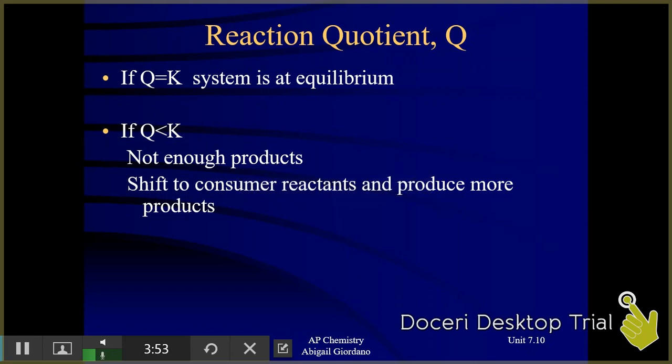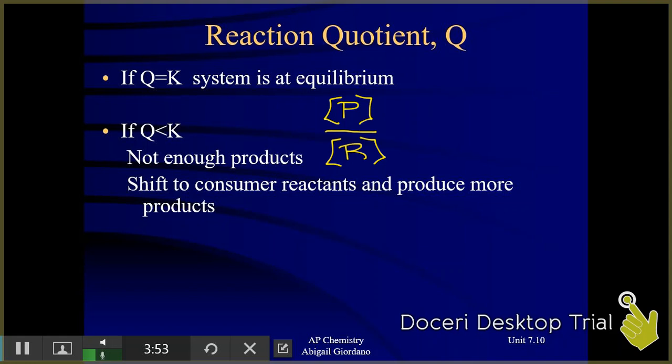Okay, well guys, this is how I want you to think about it. Both Q and K are calculated in the same manner. Molarity of products over molarity of the reactants. If Q is less than K, I want you to think about this fraction here, products over reactants. If Q is less than K, that's like saying that fraction is too small. Q is less than it needs to be.